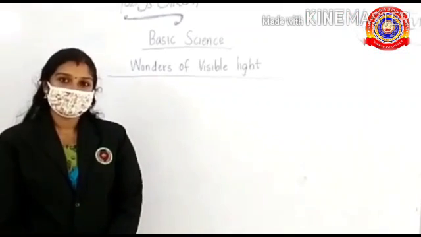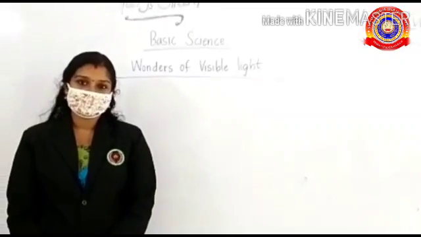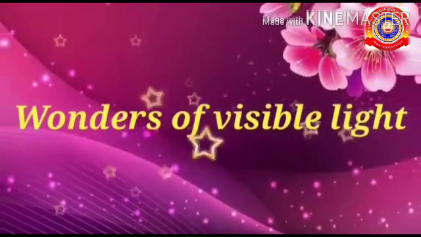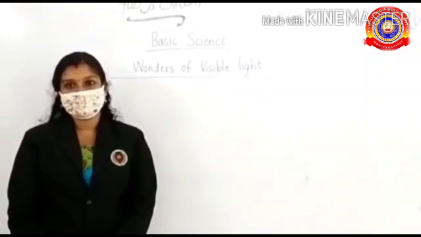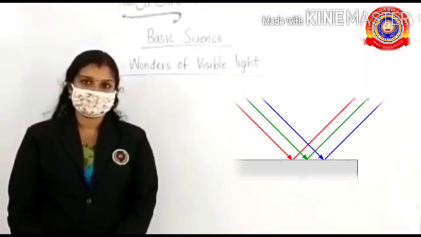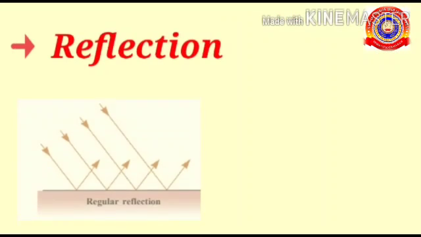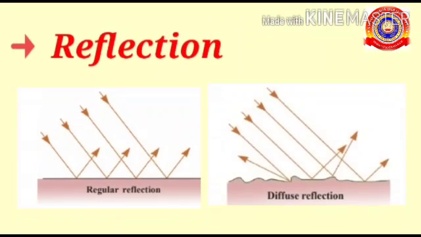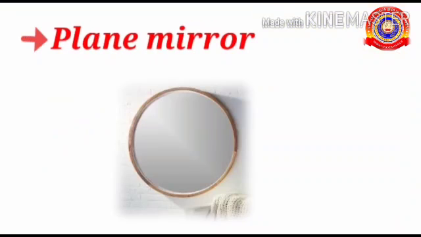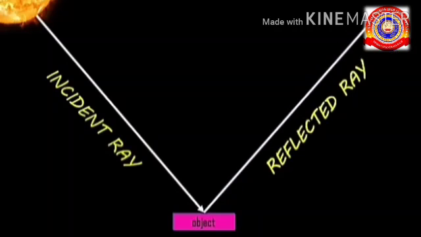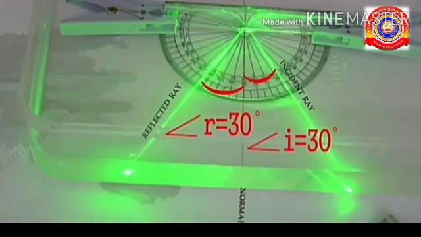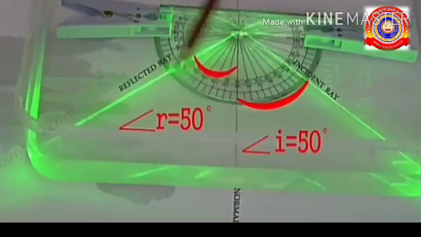Welcome back. In the last class, we discussed our second chapter, Wonders of Visible Light. In it, we studied types of reflection. That is, based on the nature of the surface on which light falls, reflection can be classified into two: regular reflection and diffuse reflection. Also, we discussed the plane mirror. Then, using a plane mirror, we experimentally analyzed the direction of the reflected ray and found that the angle of incidence is equal to the angle of reflection.